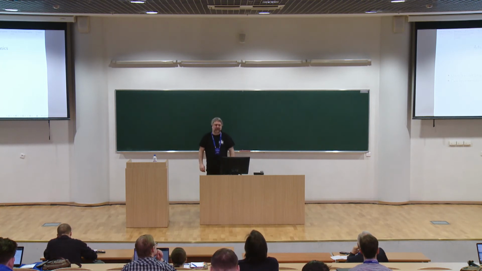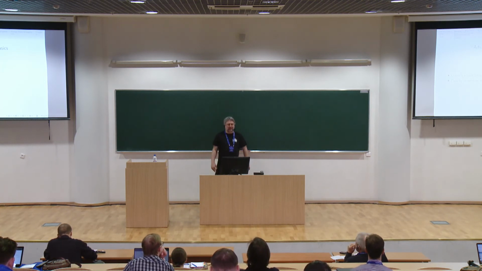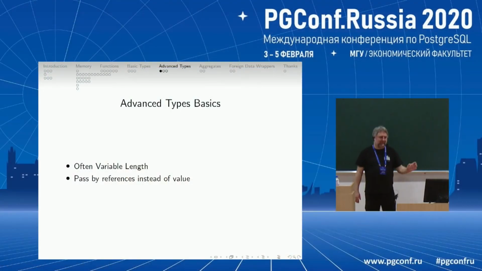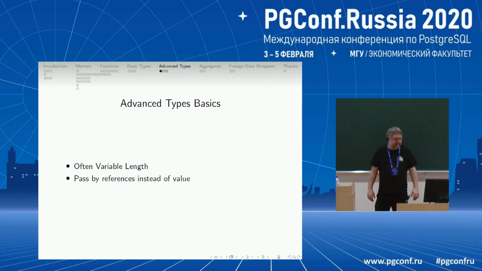So let's talk about advanced types here. Now, the previous types are fairly simple. We have a very basic representation on disk. It's always the same length. And we could even pass that type around by value instead of by reference, right? We could pass an integer around. We don't have to pass a reference to the integer, right?